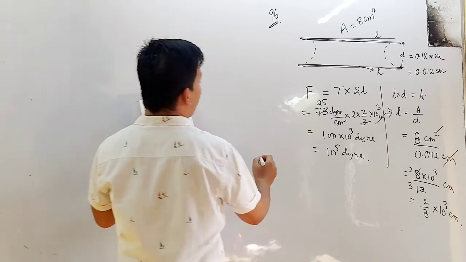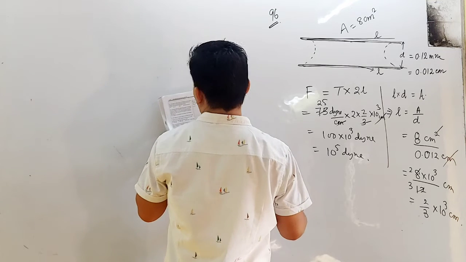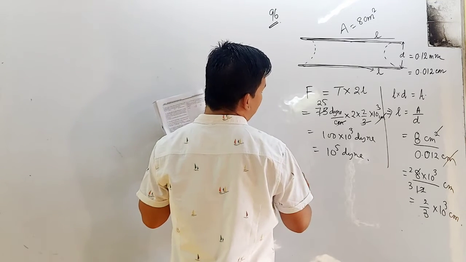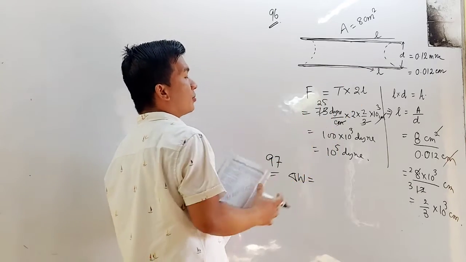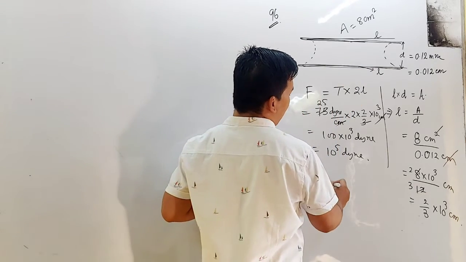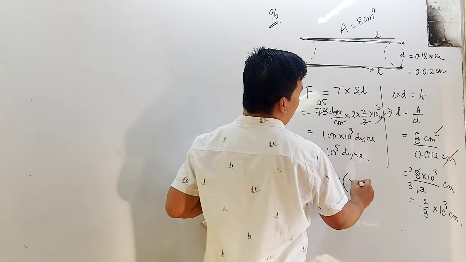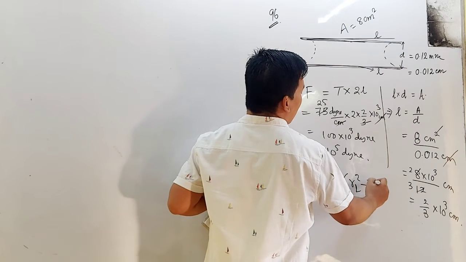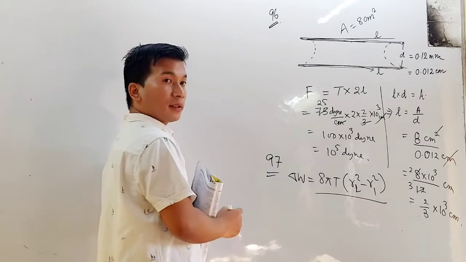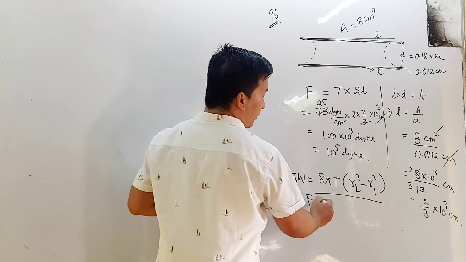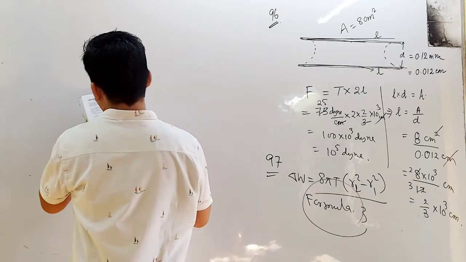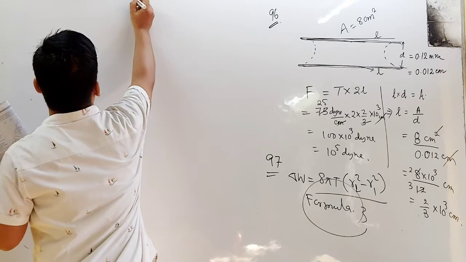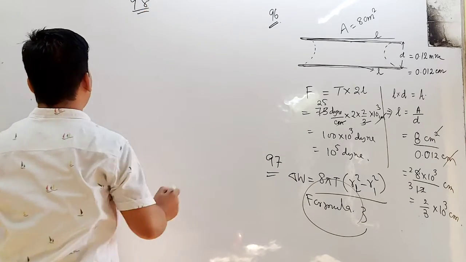Question number 97 j. What is the work done? The change in the work done for increasing the size of the bubble will be equal to 8 pi T into (r2 square minus r1 square). This is formula number 3. Next question, number 98.